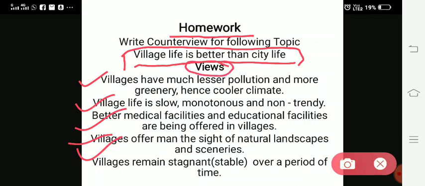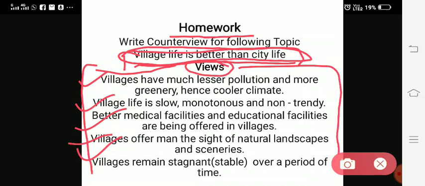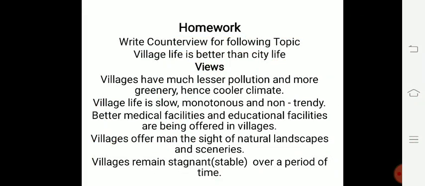So now I have to write the counter view, which means obviously I have to talk about city life. I am going to tell the disadvantages of the village and the advantages of city life. So here my title is going to be changed, right? The title is village life is better than city life. So in the counter view I have to write city life is better than village life. I am going to use these points, but I have to write the exact opposite of all these points.